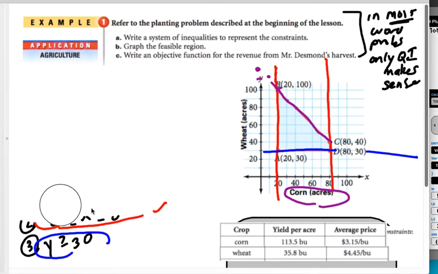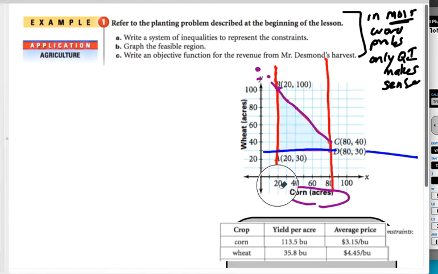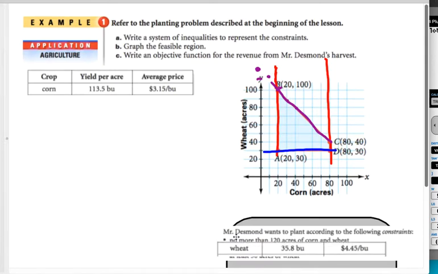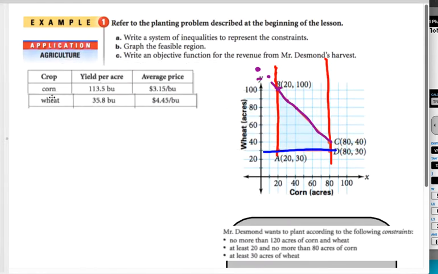So the objective function is the thing that you want to maximize, right, or minimize in other cases. In this case, we're maximizing. So let's look at this piece of information here. There had to be a reason that we were given this information, and this is how much money he can make, right? So we're going to go ahead and write an objective function. So this is my part B, right? This is my graph. My part C is the objective function.